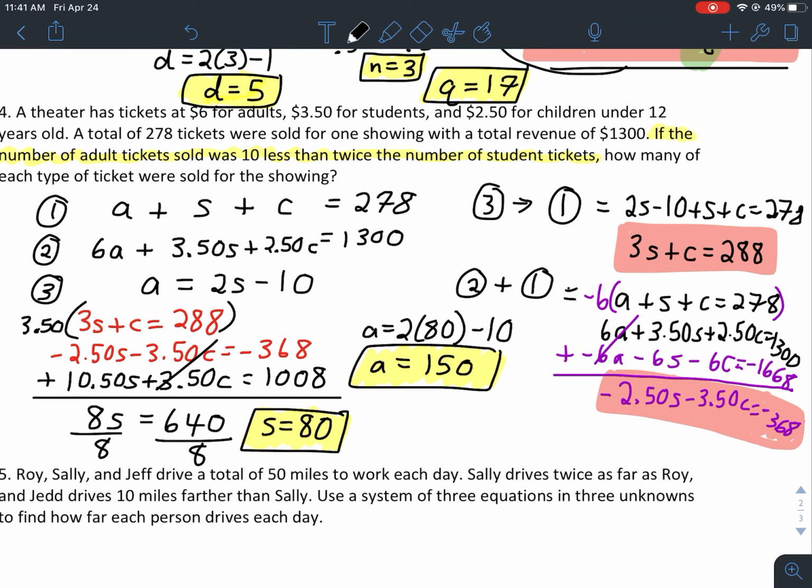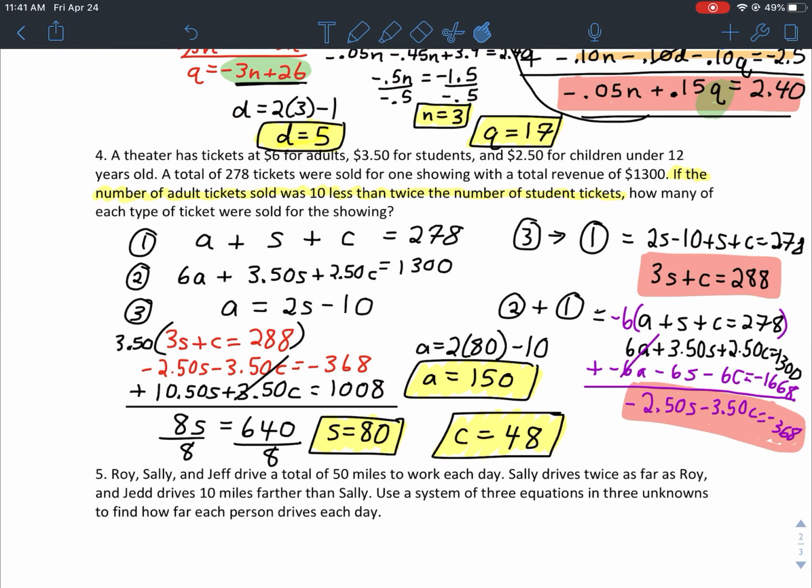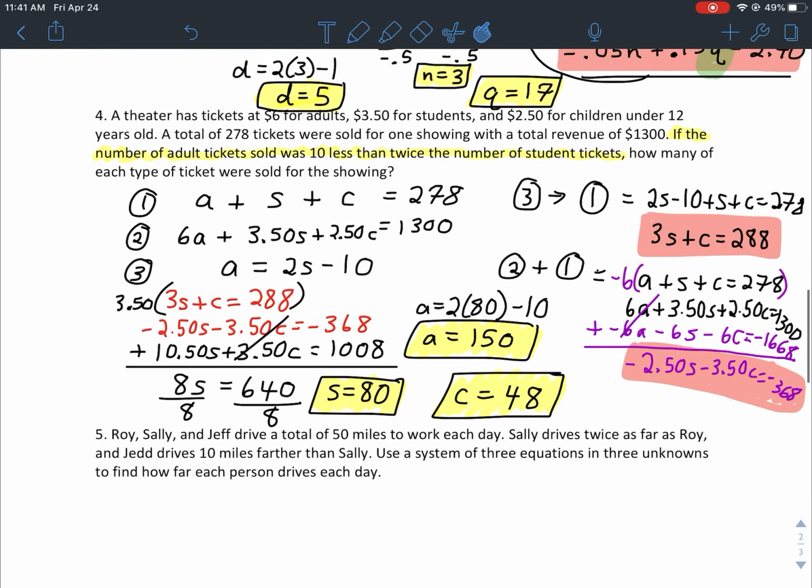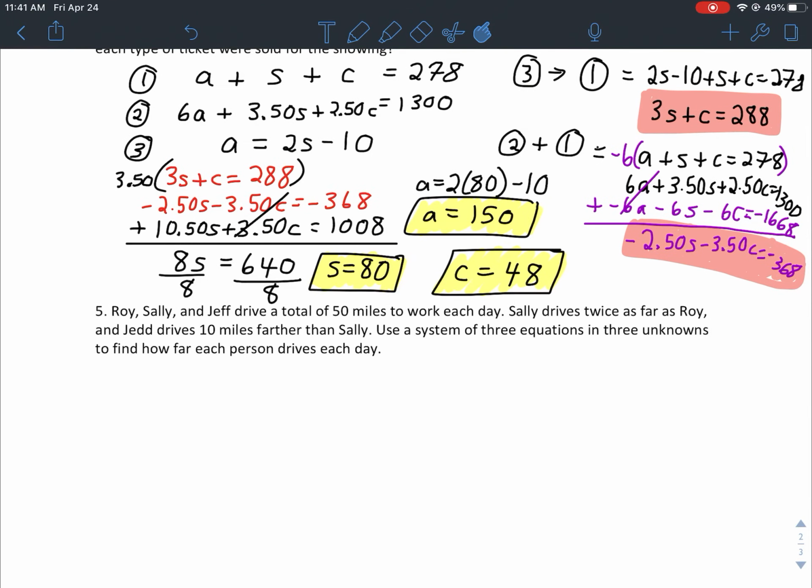And if you look at the last part here, or equation 1, sorry, if you add them all up, you should get 278. Well, 150 plus 80 would be 230. So we need 48 more tickets to get 278. So that must mean that the number of children tickets sold was 48. Okay, so there's problem 4.